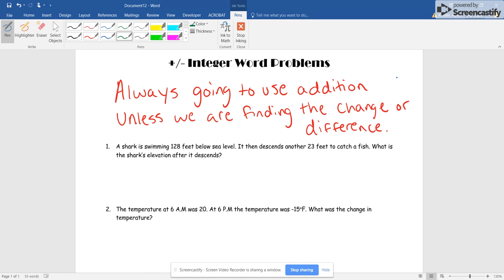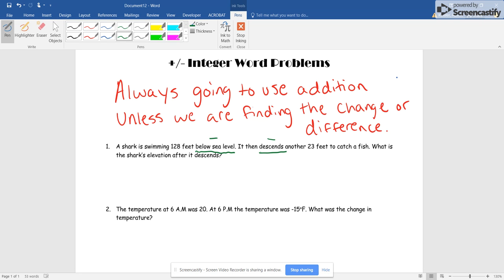Our first one says, a shark is swimming 128 feet below sea level. I'm going to underline below sea level because that's a key word, and below sea level means negative. So I'm going to go ahead and put a negative sign above it. It then descends another 23 feet to catch a fish. Well, descend is also a key word that means negative. So I'm going to underline that and put a negative sign above it. And I'm trying to find what is the shark's elevation after it descends.